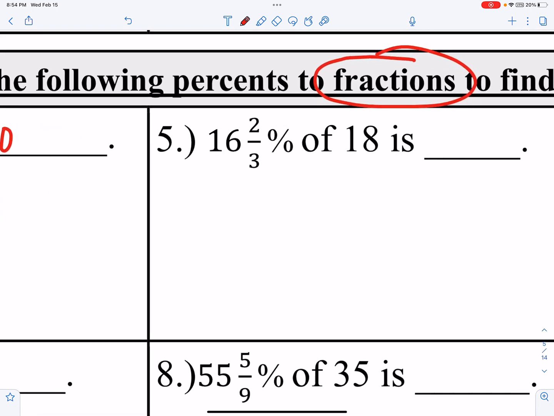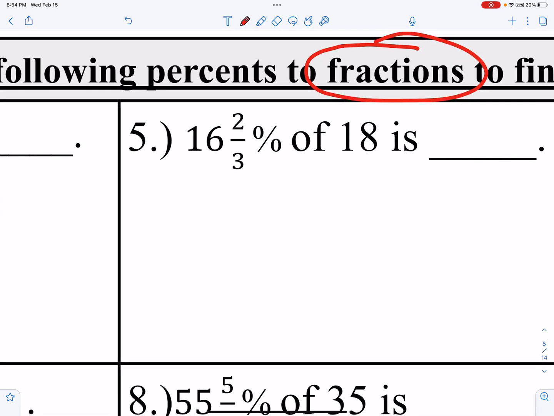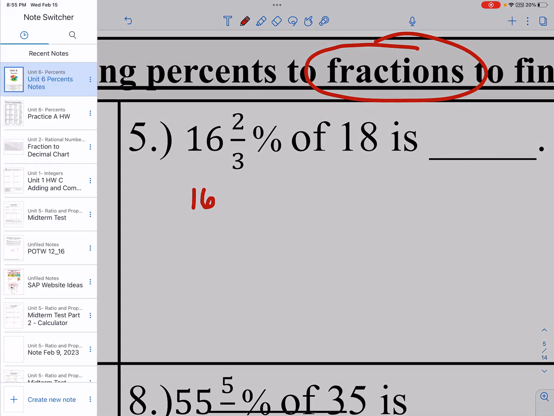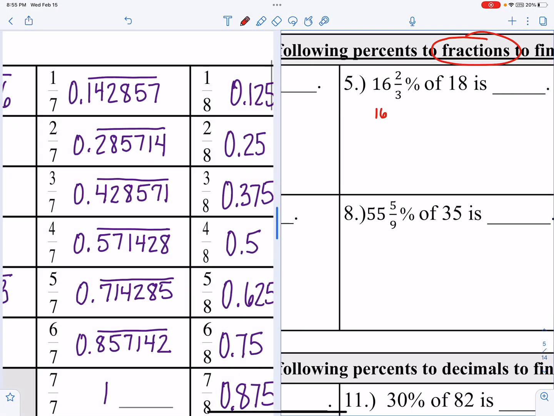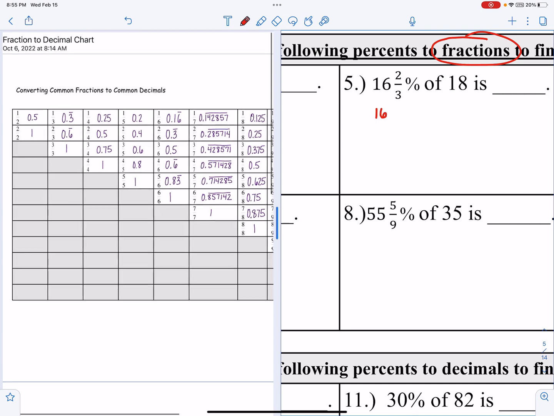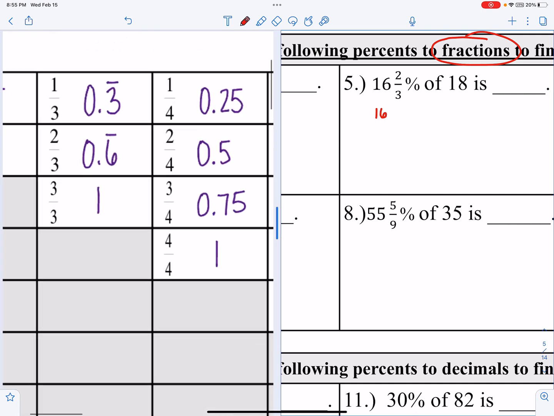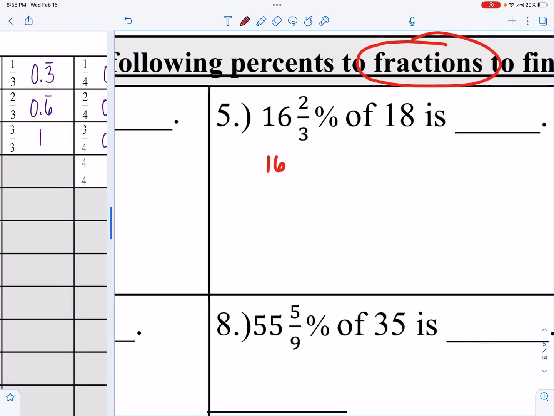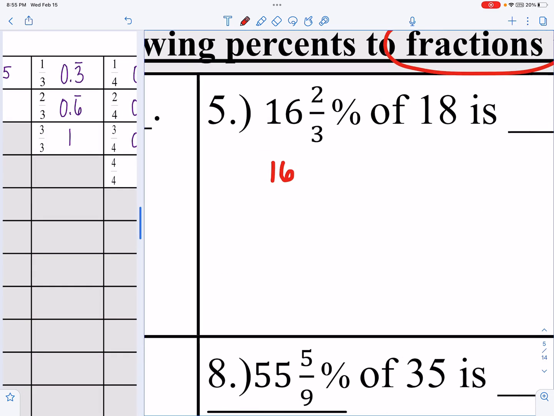So let's look at 16 2/3. Let's first make this look a little bit different. If you look at your fraction decimal chart, the chart that we've built before, and look at the thirds, we know that 2/3 is right here, and that is 0.6 repeating. So I have 16.6 repeating. This is still percent.